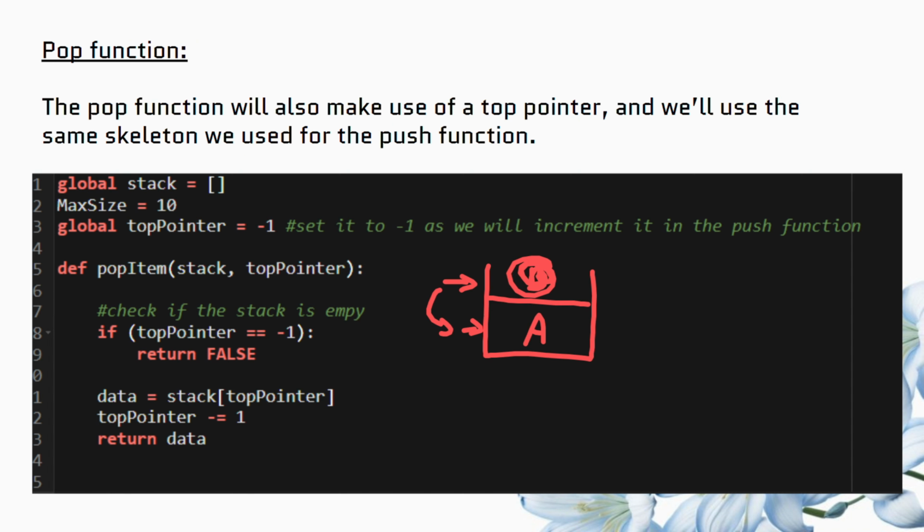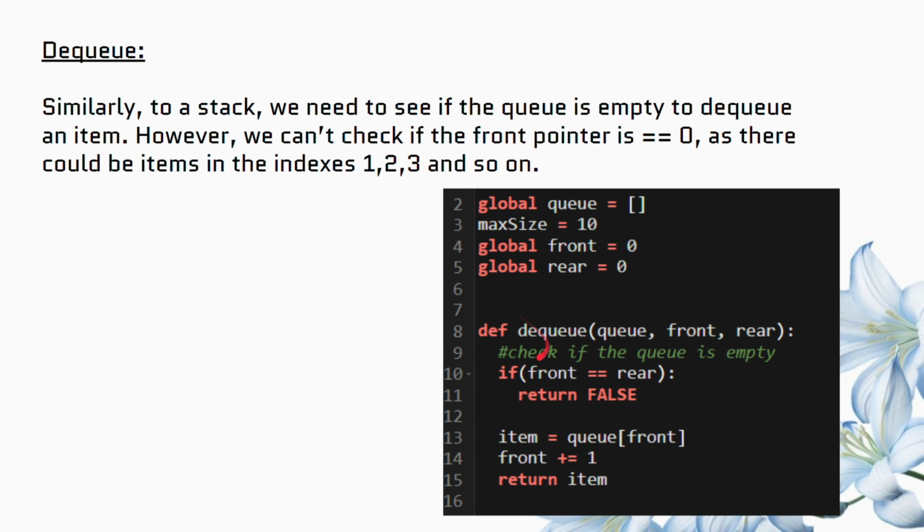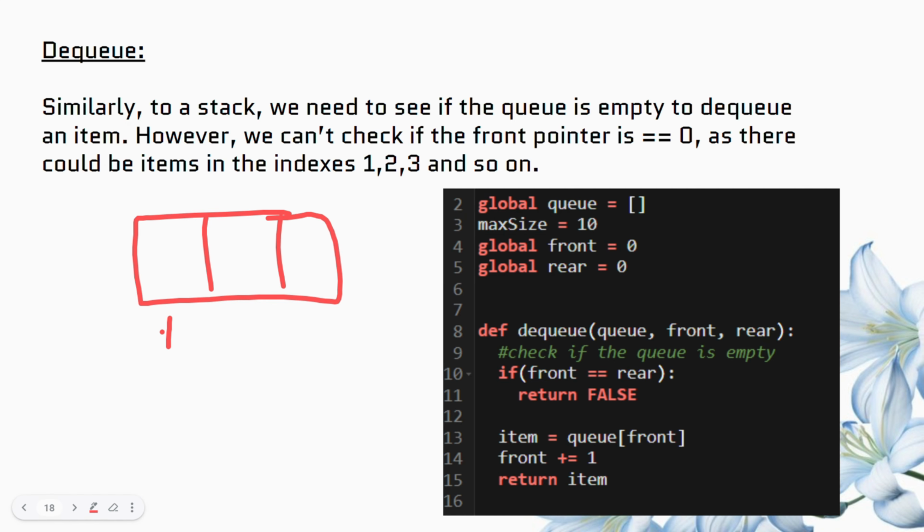Let's go back. In a stack, we just have to check if the top pointer is equal to -1, right? And that means it's empty. But in a queue, we have to check if the front is equal to the rear. Remember how we initialized the queue? You can see the initialization up here. Front and rear are both set to 0. That's because the next available free slot is index 0, and the front is also index 0.